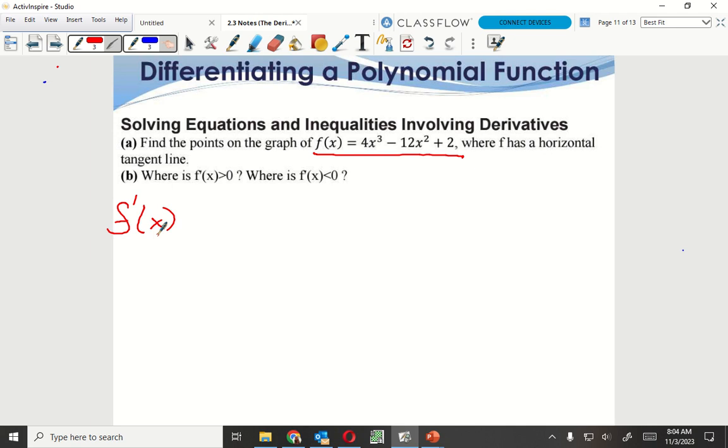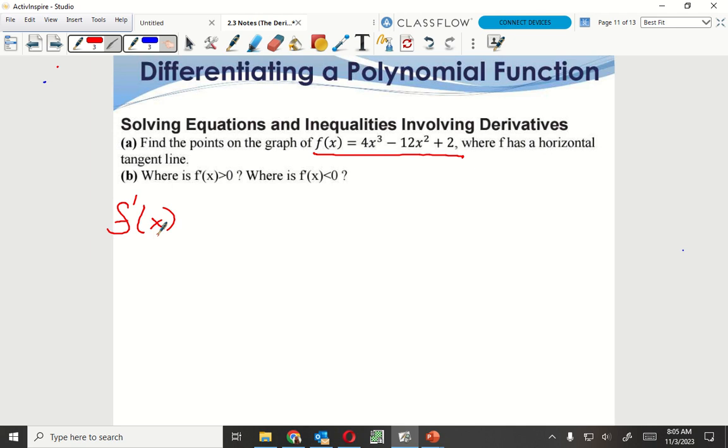So horizontal. What is going to be the slope of a horizontal line? 0. Perfect. Slope is going to be 0. So that means that I want to find where the slope of the tangent line is going to be equal to 0. So what I need to do is find the equation of the slope first, and set it equal to 0. That's what that means.